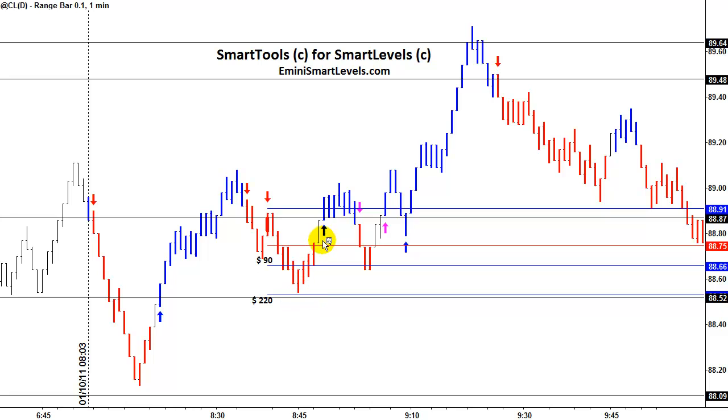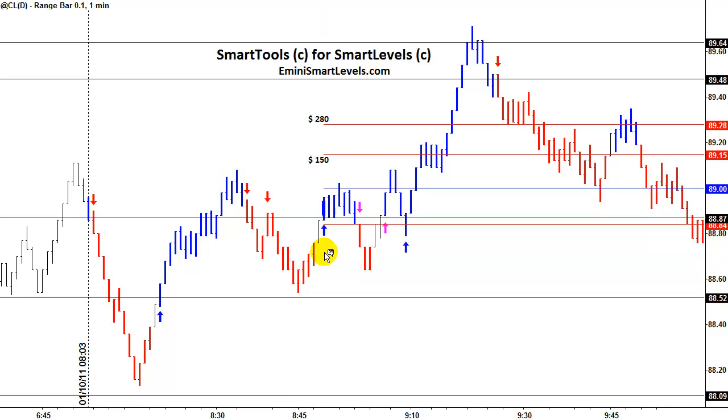before reversing higher. This next long setup is validated by the SmartLevels as it straddles the daily level at 88.87, and it triggers several bars later and is a losing trade.